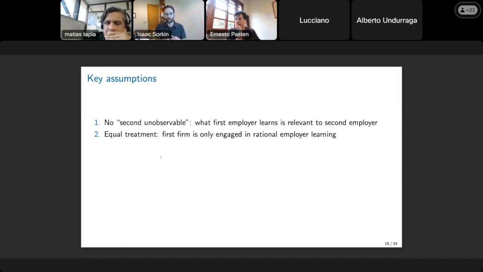The second assumption, which we've talked about, is one of equal treatment, that the first firm is only engaged in rational employer learning. They're not separately engaged in biased behavior towards Black or white workers. So what happens if these assumptions fail?